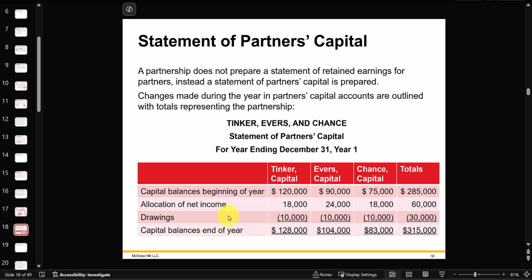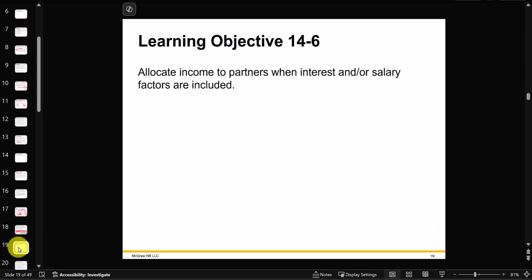What you want to do is reward the partner that brings the most value during the year and allocate more of that net income to motivate partners to work hard. So we'll take a look at an example here that does that by getting a little bit more complex in terms of allocating that, let's say 60,000 net income using something called interest and salary.